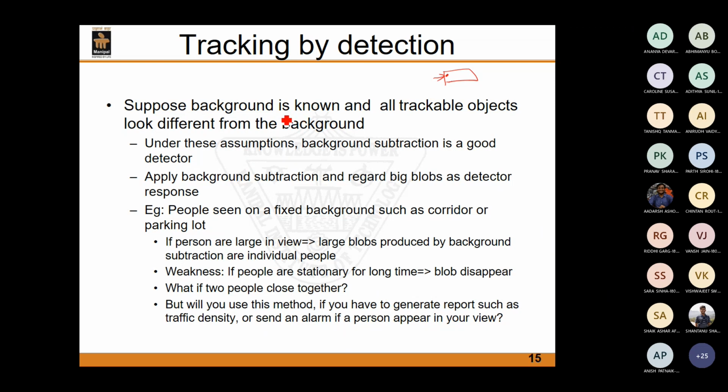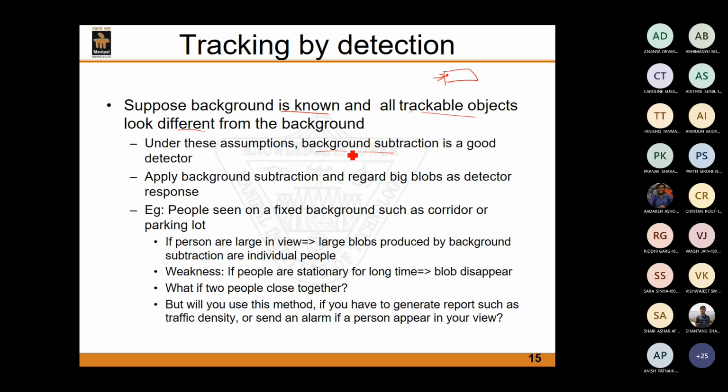So the assumption that we make is that we know what the background is, and the background should be uniform, or constant between different frames, and also that the objects which are present should look different from the background in terms of appearance, that is the gray level intensities or the color hues and so on. If you are making all these assumptions, then we can go with a method called background subtraction.